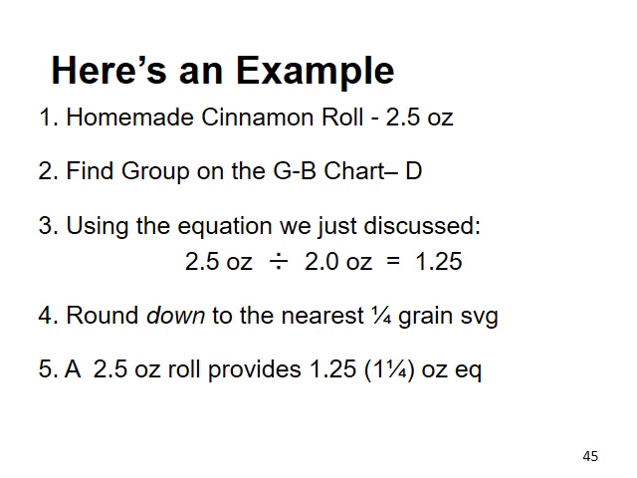So using the equation we just discussed, the 2.5 ounce roll will be divided by 2 ounces and equals 1.25. We don't need to round down, so the roll credits as 1.25 or 1 1/4 ounce equivalent.